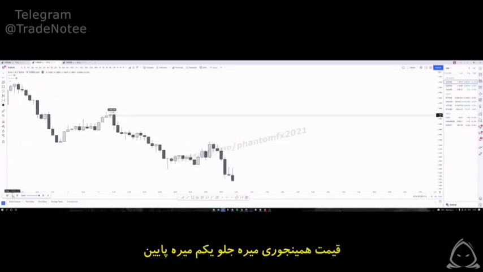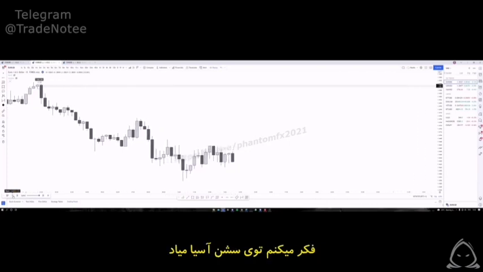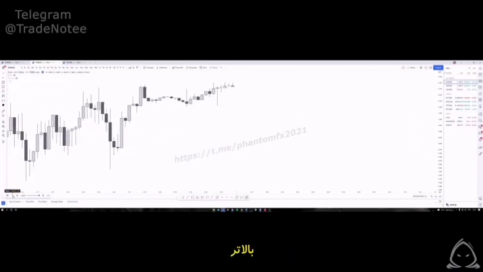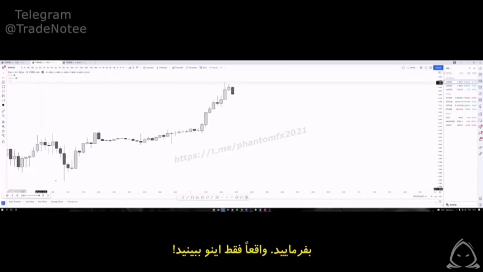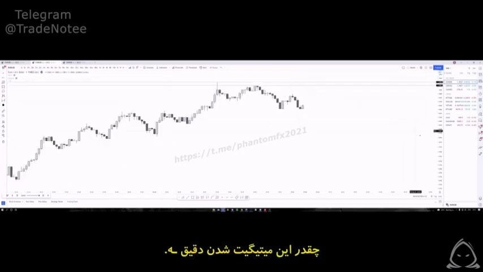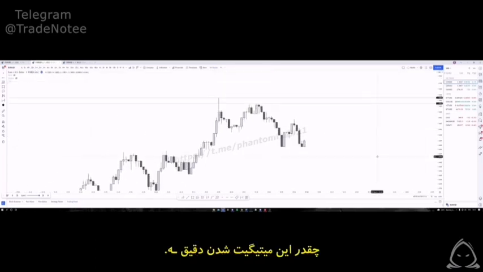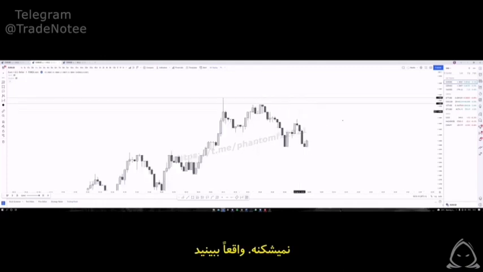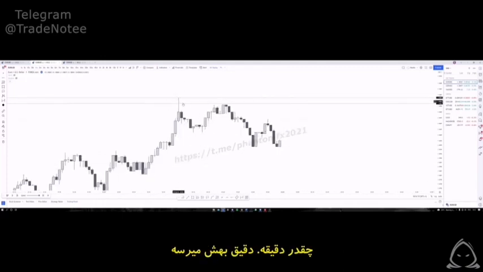Price messes around, goes down, and I think it comes up over in Asia or something. There you go. Look at that. Look how specific that mitigation is. It does not break the high. Look at how precise it is. It just trades into it perfectly.